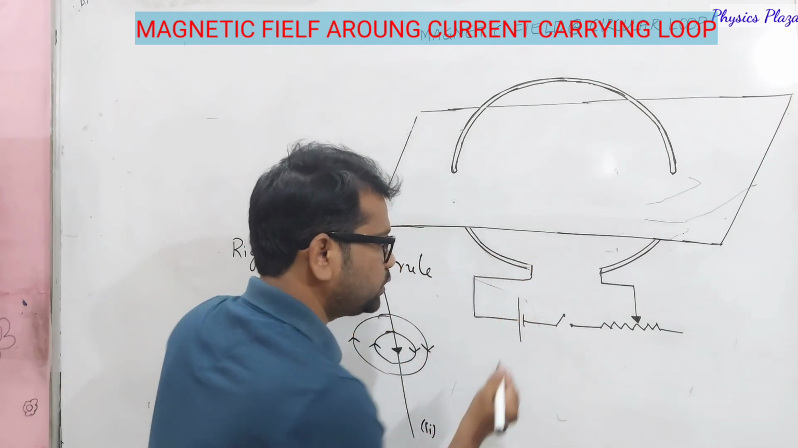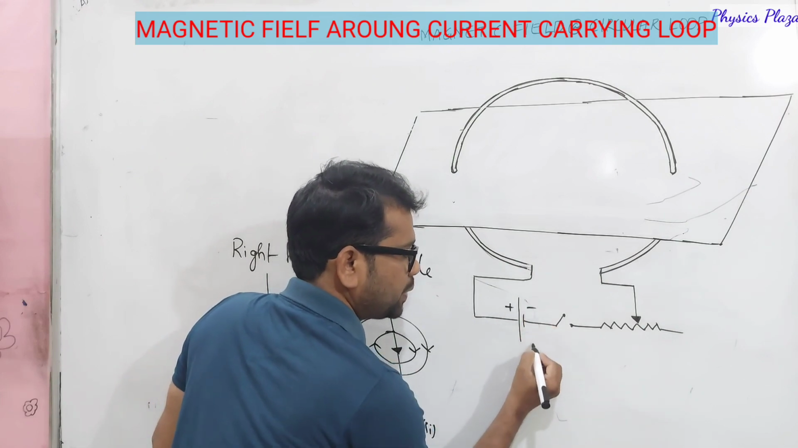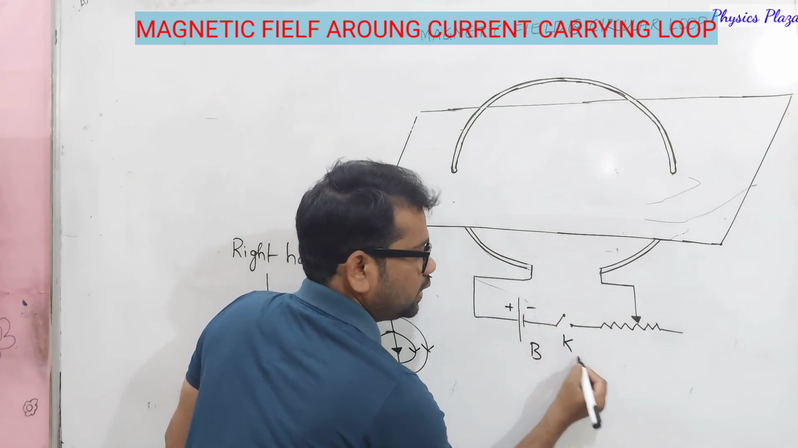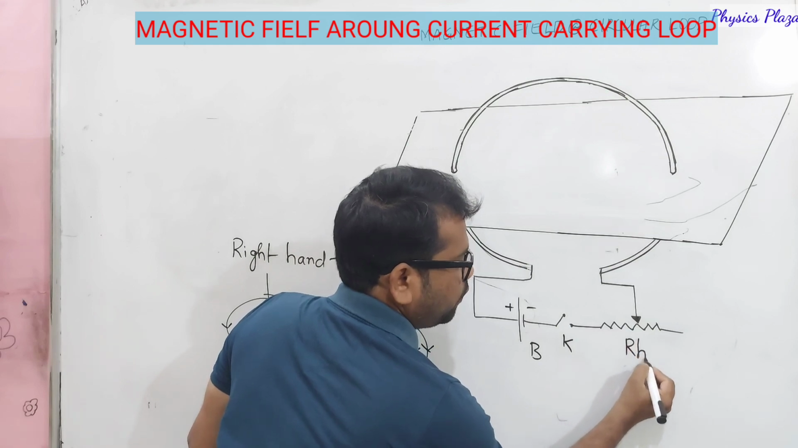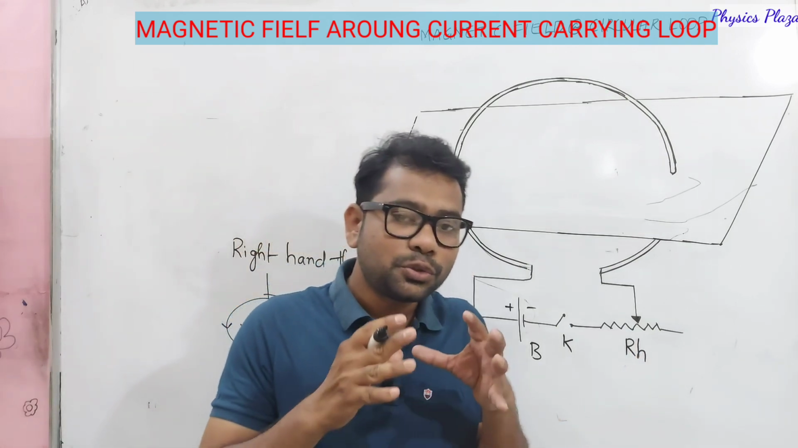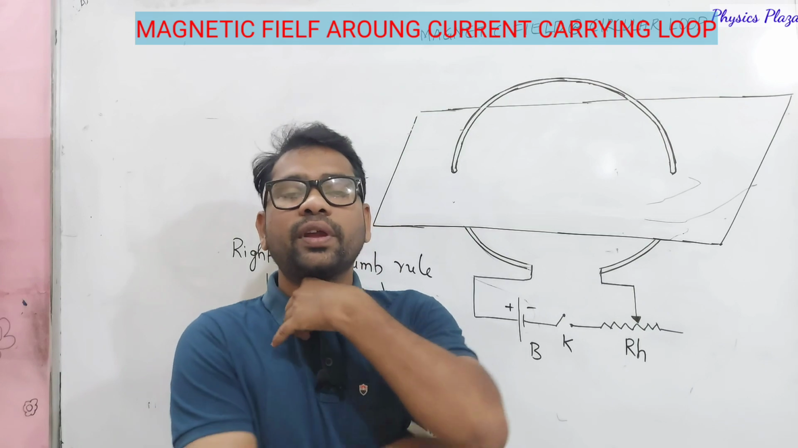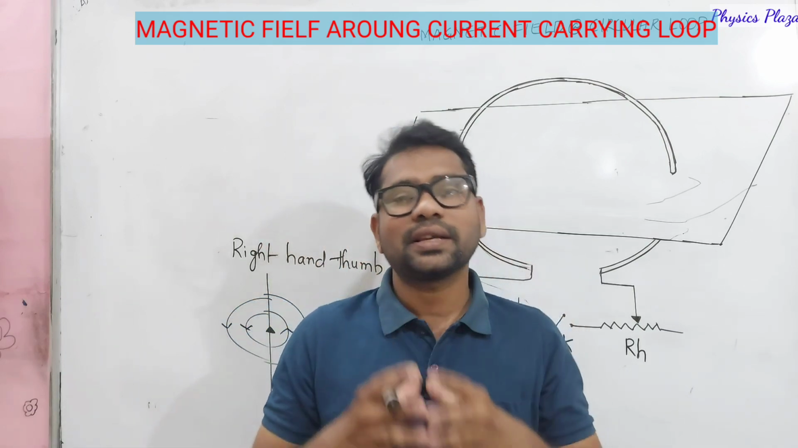The two ends are connected to the battery, key, and here is the rheostat. Children, what is the purpose of the rheostat? To change the amount of current. I mean, we can increase the current, we can decrease the current.